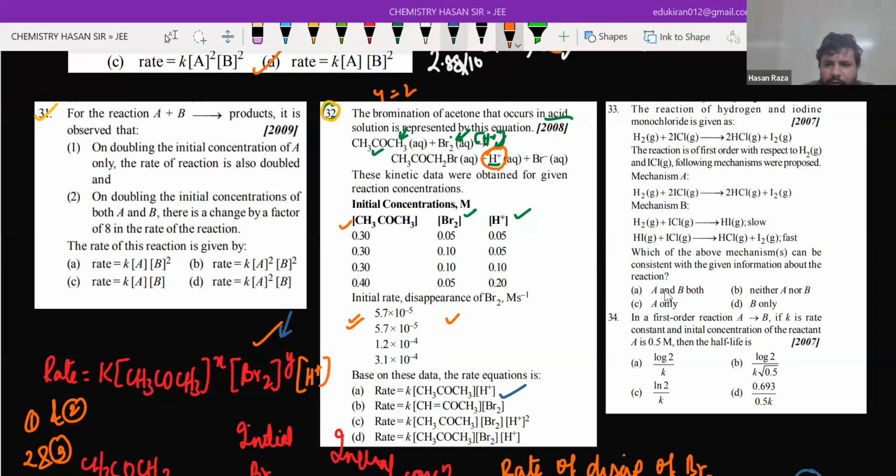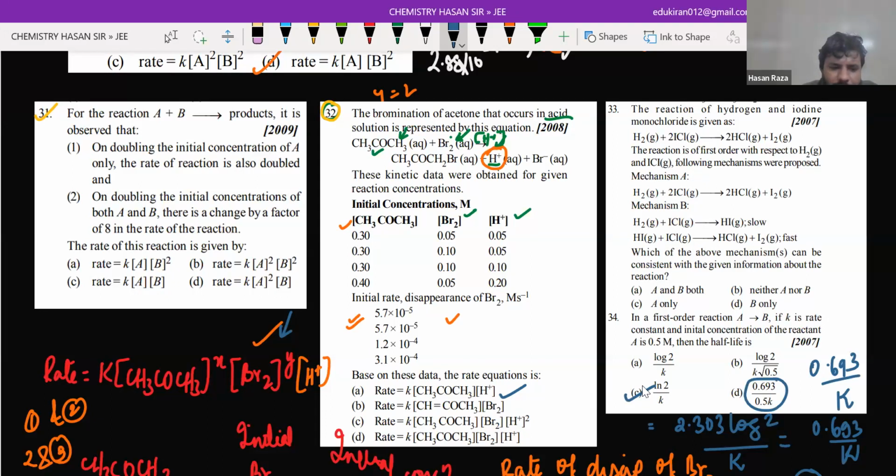34 is not D. 34 is your C. This is your wrong answer. This is your 0.6, 0.93 upon k, not 0.5k. So ln 2 upon k, or if you are going to change this into log, it will be 2.303 log 2 upon k. And log 2 has the value 0.3010, which you are going to solve. You will be getting this. So the answer is C. Is that clear?